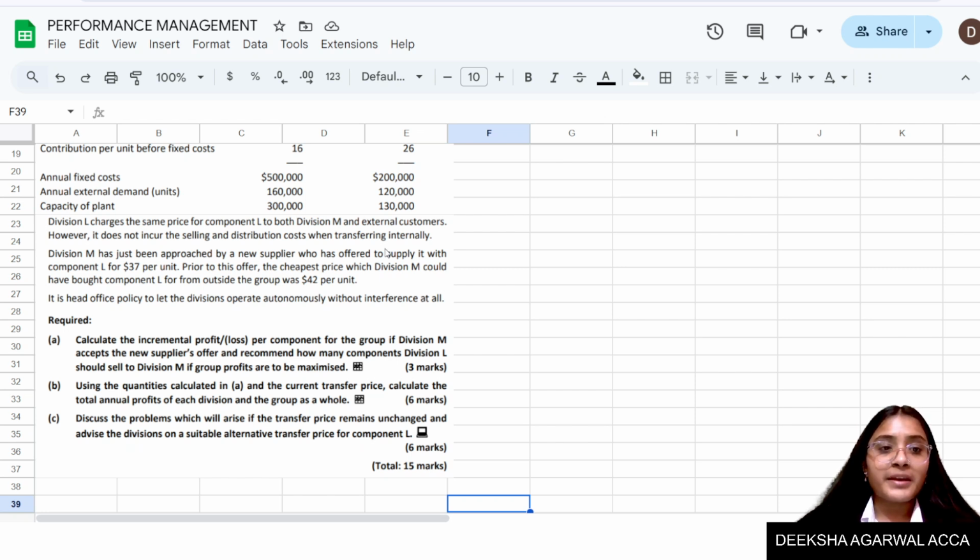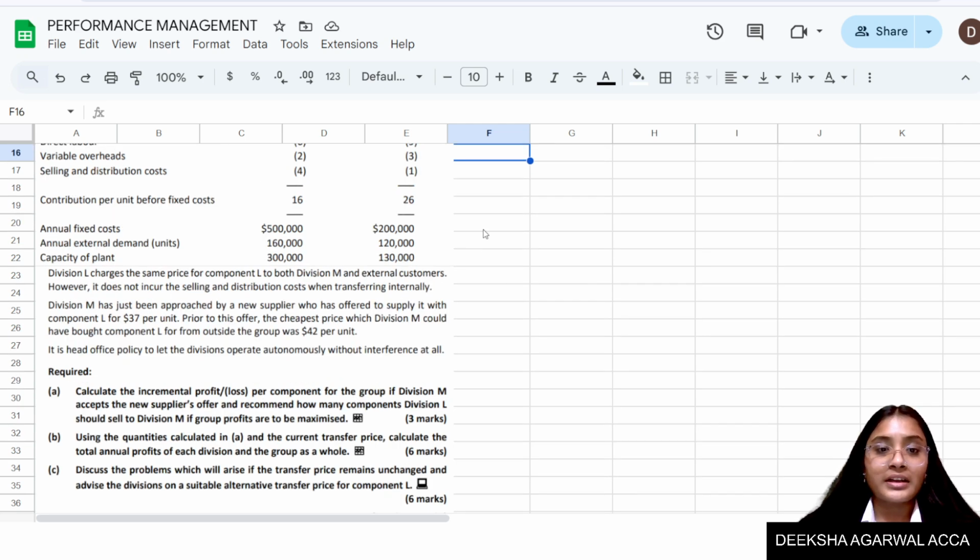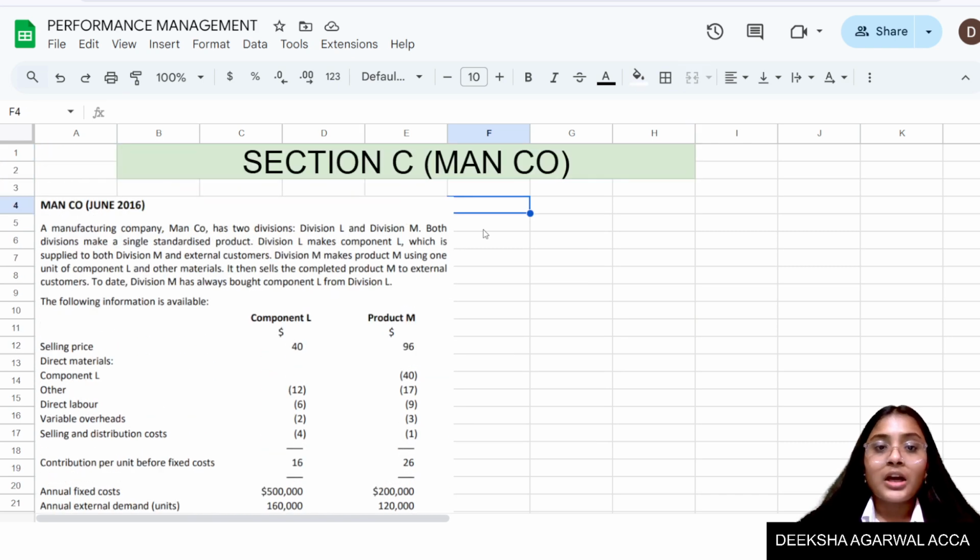Division M has just been approached by a new supplier who has offered to supply it with component L for $37 per unit. Prior to this offer, the cheapest price at which Division M could have bought component L from outside the group was $42 per unit. It is head office policy to let the divisions operate autonomously without interference at all. So let's look at how I can do it.